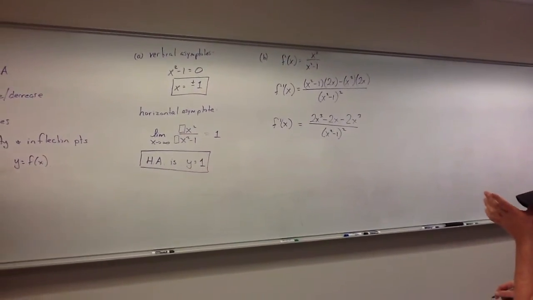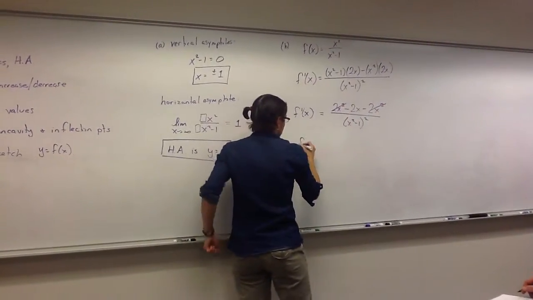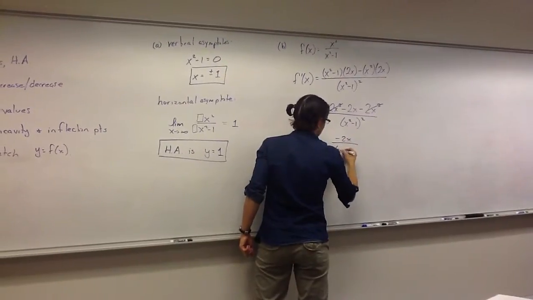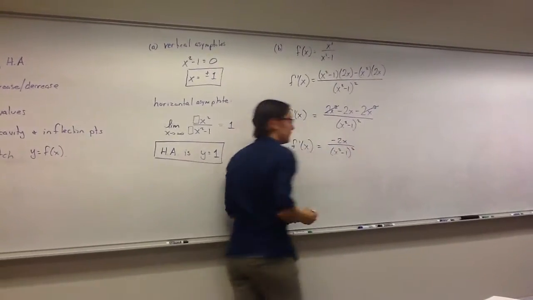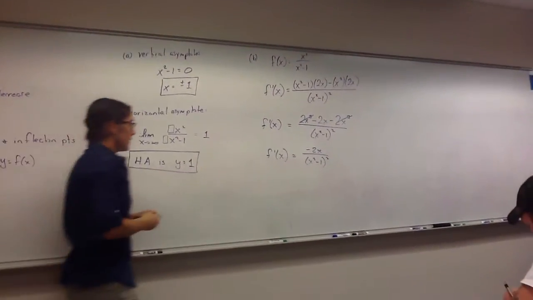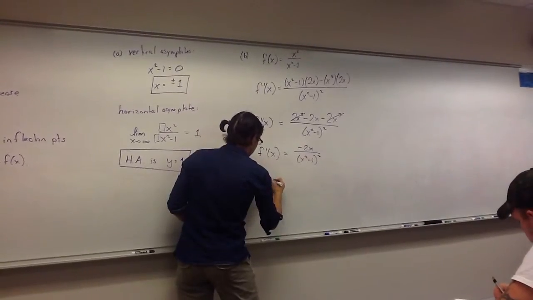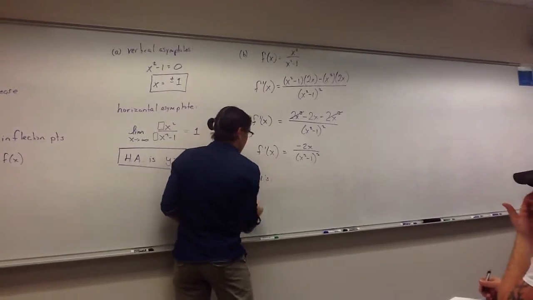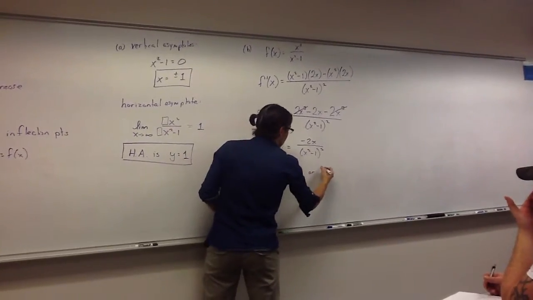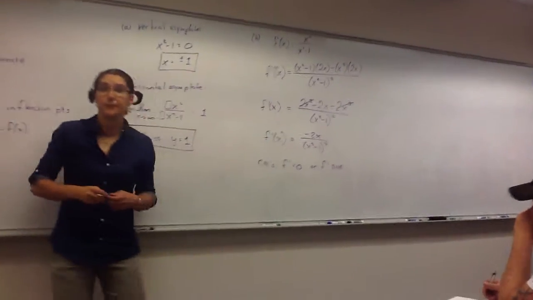Okay, so now we've expanded this out, and now we can cancel the 2x cubes, and it leaves us with f prime of x is equal to negative 2x over x squared minus 1 squared. Okay, so critical numbers occur when f prime equals 0 or when f prime does not exist.